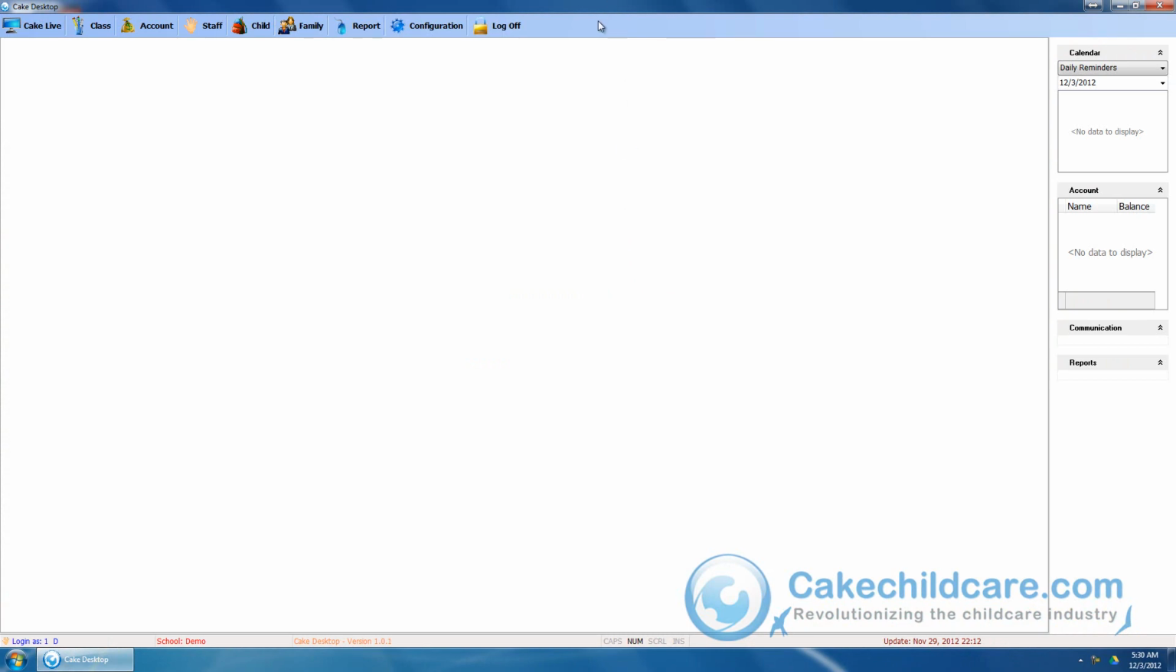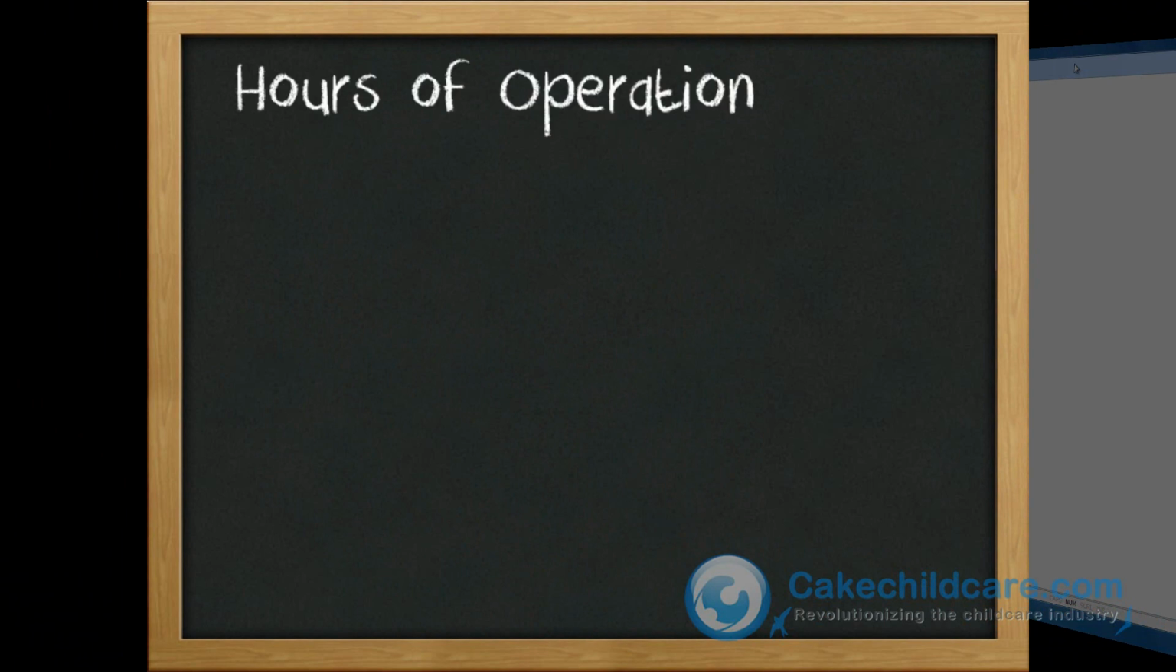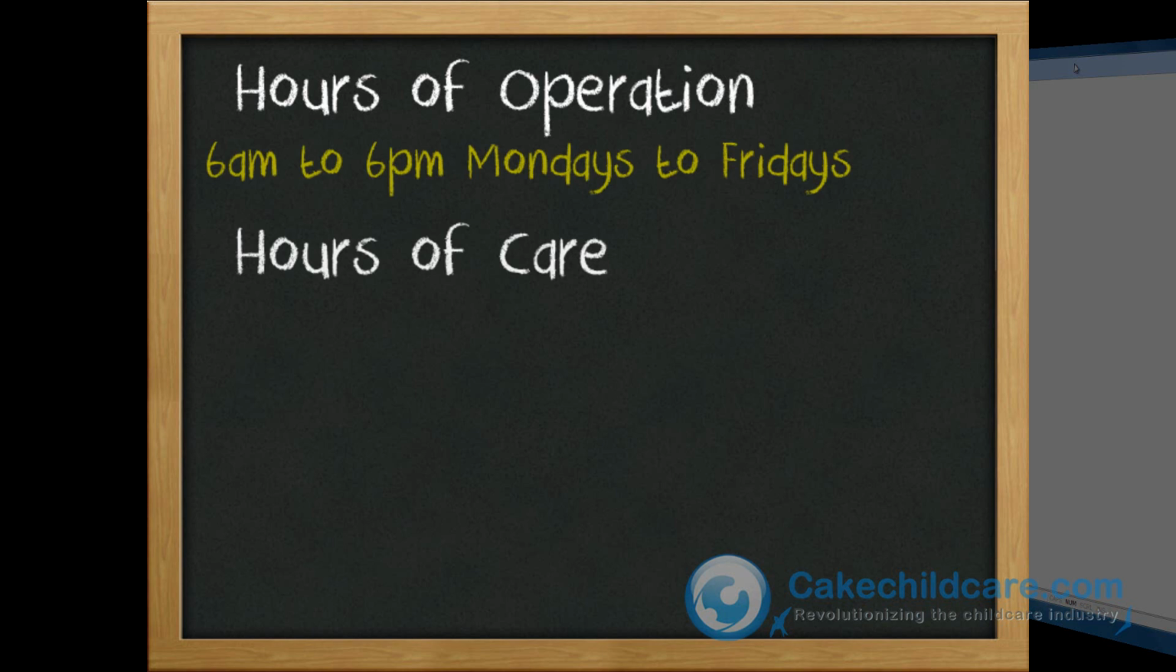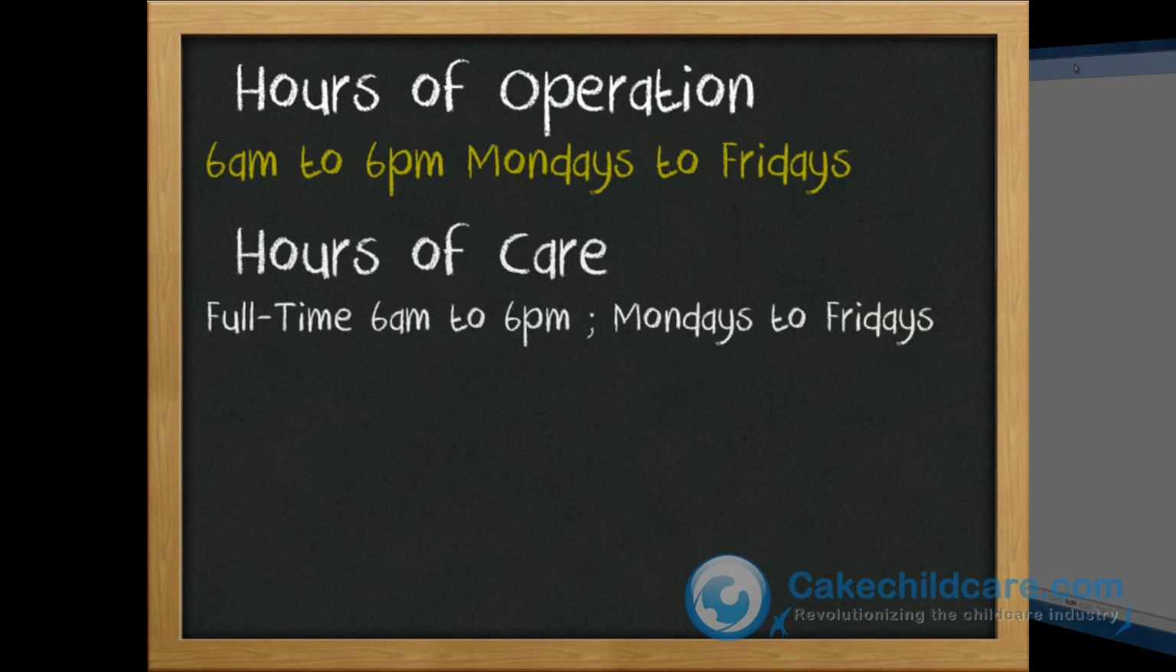Before doing anything, I would like to give you an overview of my facility, types of hours of care, and tuition. Keep in mind that my facility's hours of operation is not the same as my hours of care. My facility's hours of operation is from 6 a.m. to 6 p.m., Monday through Fridays. Next is my hours of care. My first hours of care template will be for full-time children that can receive care from 6 a.m. to 6 p.m., Monday through Fridays. So, any full-time child can come to my childcare facility from 6 a.m. to 6 p.m., Monday through Fridays, to receive care.